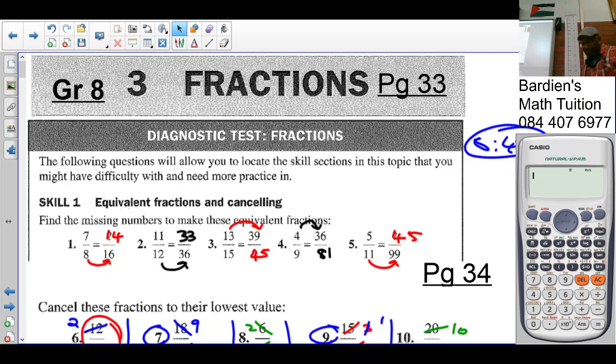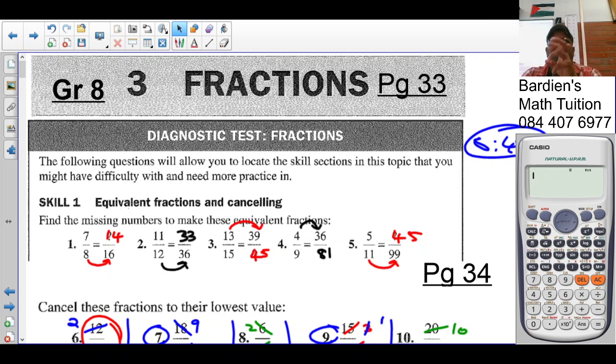Number 5. 23 over 12. Number 7. 19 over 6, or 3 and a 6. Number 9.